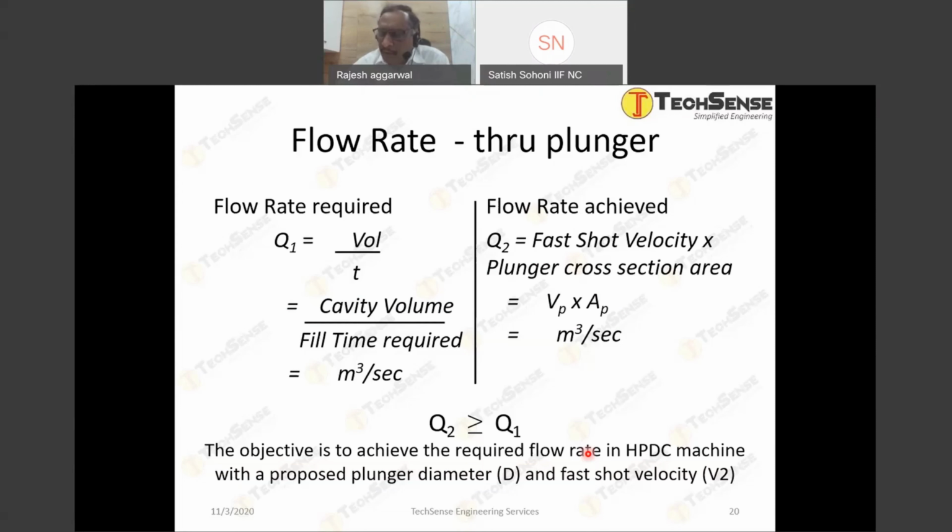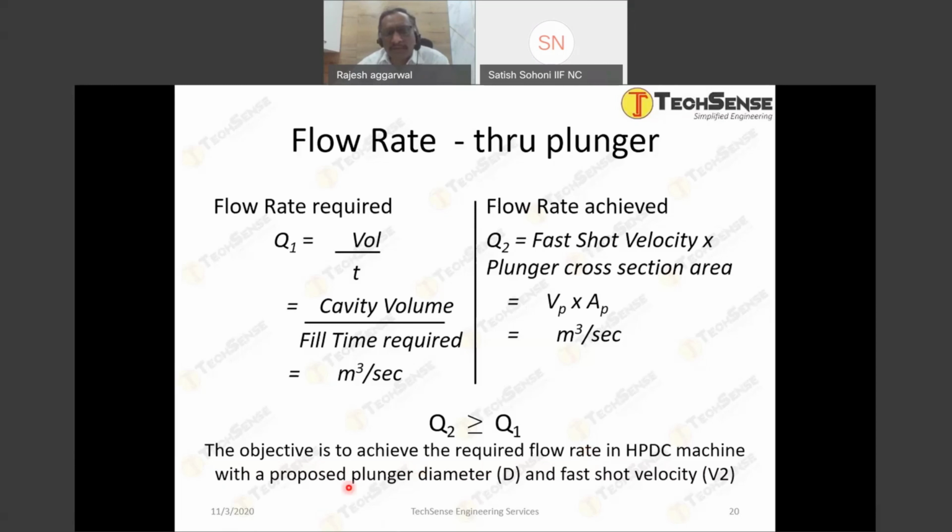The cavity volume we talk about is the volume after the gate, and the fill time requirement is coming from the casting thickness. Now, how do we achieve this flow rate? This flow rate can be achieved with the fast shot velocity of the plunger times the plunger cross-section area, that is VP into AP. We have to remember and make a note that for the flow rate, the units must be the same. When we equate these formulas, the units must be taken care of.